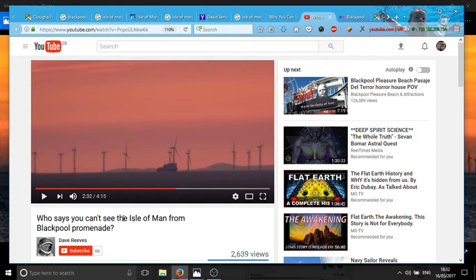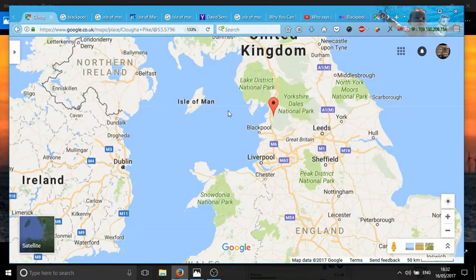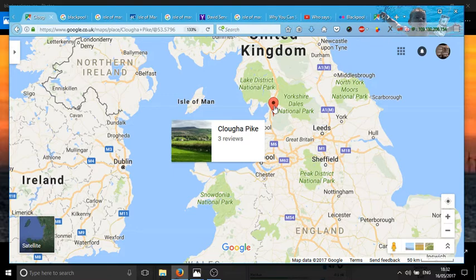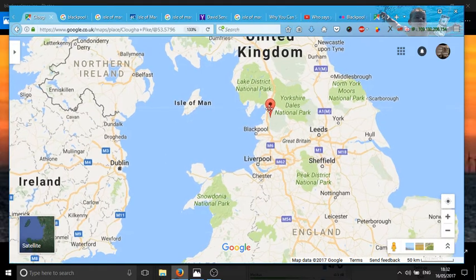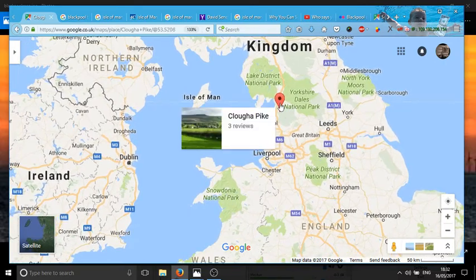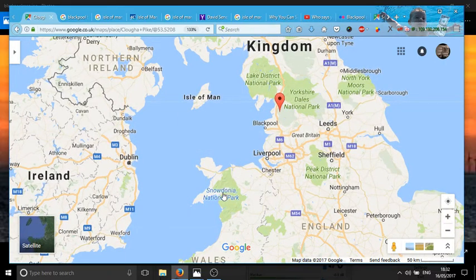This is a zoom lens from the promenade in Blackpool to the Isle of Man, that's completely impossible. Now further to this, I've highlighted this dot here because this is Clough Pike, and a guy called Escher has taken a photograph, which I'm going to draw our attention to on his Flickr page. He's taken a picture from Clough Pike to the Snowdonia National Park via Blackpool.